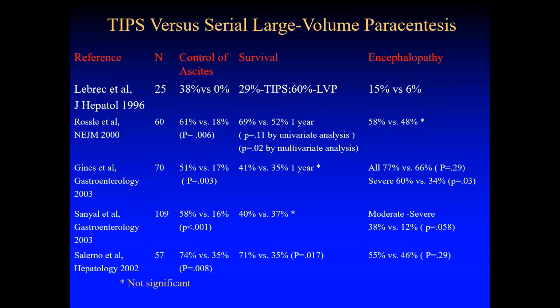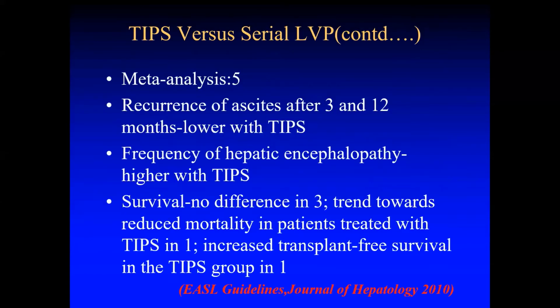This is a meta-analysis involving the various trials in which they used the TIPS versus the serial LVP. And see, in this meta-analysis of 5 studies, the recurrence of ascites after 3 and 12 months was lower with the TIPS, and frequency of hepatic encephalopathy was higher with the TIPS. Survival, there was no difference in 3 studies, and there was the trend towards reduced mortality in patients treated with the TIPS in 1, increased transplant-free survival in the TIPS group in 1.